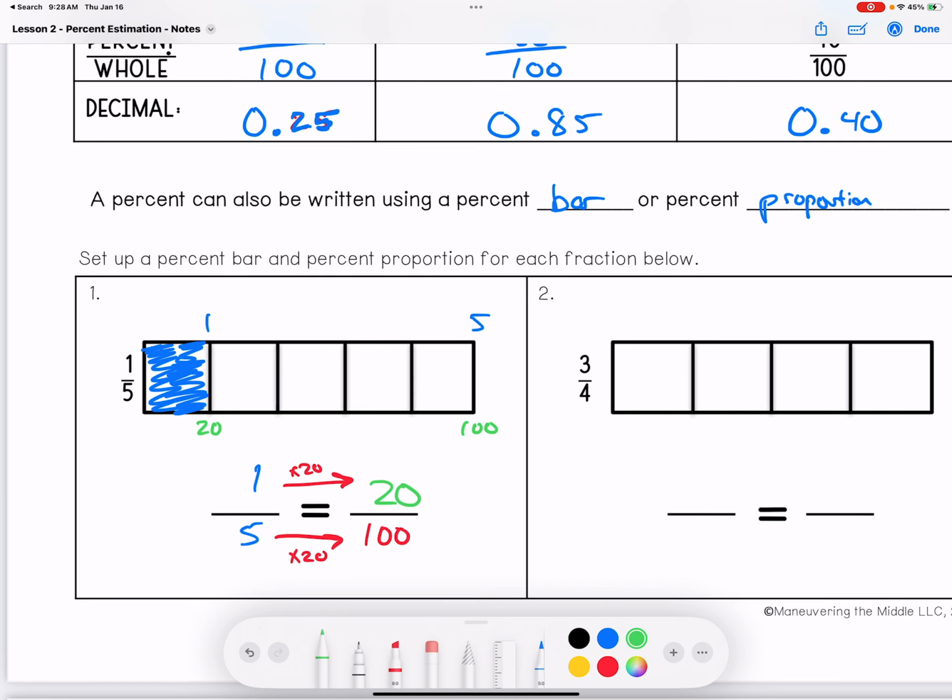Notice, in yellow, those are the same thing except a larger comparison, just like we did on the last notes. They're equal. One is just scaled of the other. So 1/5 is also 20 out of 100.